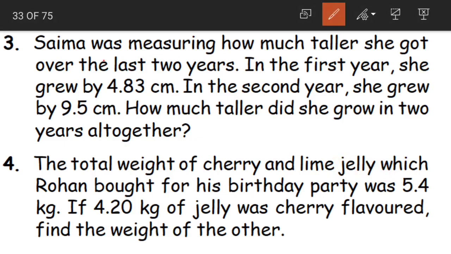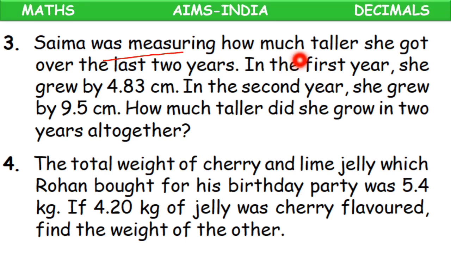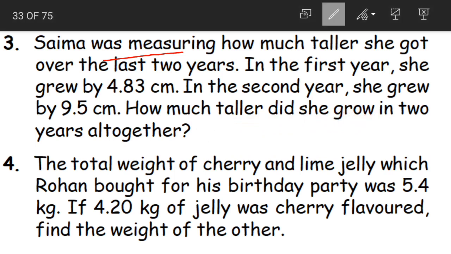Next, question 3. Saina was measuring how much taller she got over the last 2 years. In the first year, she grew by 4.83 centimeters. In the second year, she grew by 9.5 centimeters. How much taller did she grow in 2 years altogether? Again, altogether means we have to add both the given values.